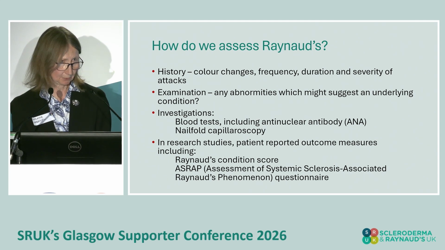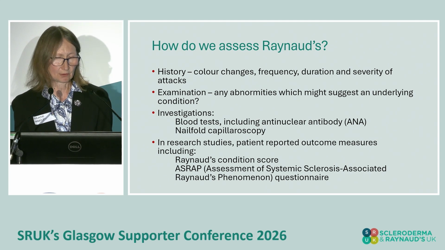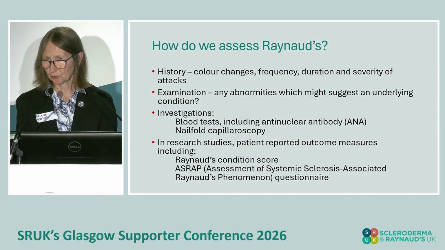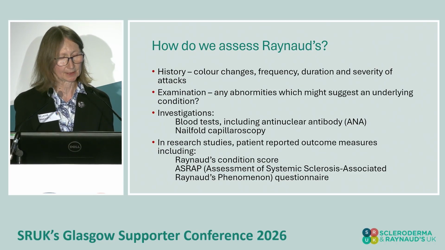Then we examine you, particularly your fingers. We want to look to see if there's anything abnormal. For example, maybe the finger's a little bit swollen, or maybe there's an ulcer, a little bit of loss of tissue at the fingertips. And all these things would suggest to us that this perhaps wasn't primary Raynaud's phenomenon. We may have to think a little bit about something else.